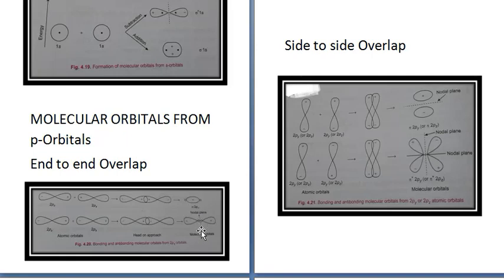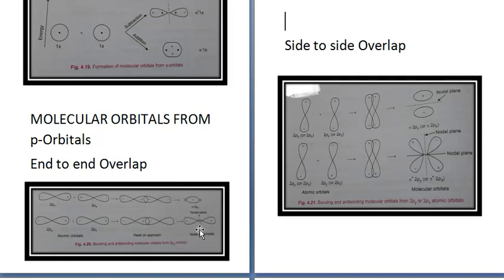So this is the first one, this is the bonding orbital, and this is the anti-bonding molecular orbital formed from combining of 2p orbitals, px orbitals. 2px of both the atoms will combine and they will give you like this. This is for addition, the shape will be this, and for subtraction the shape will be this.